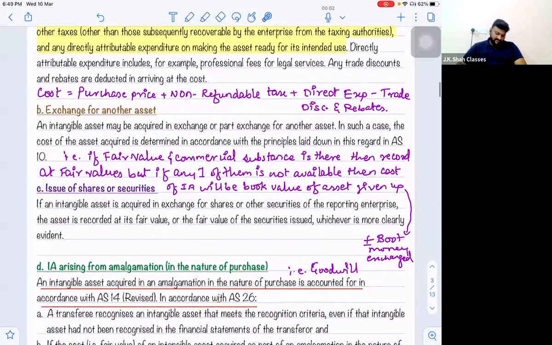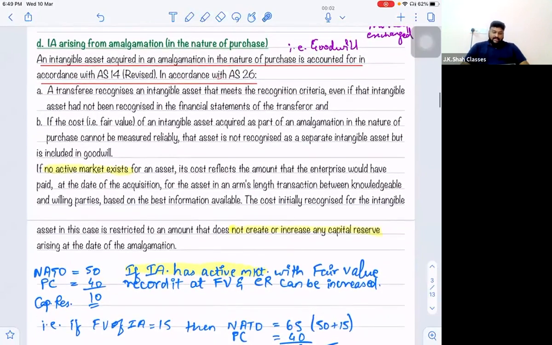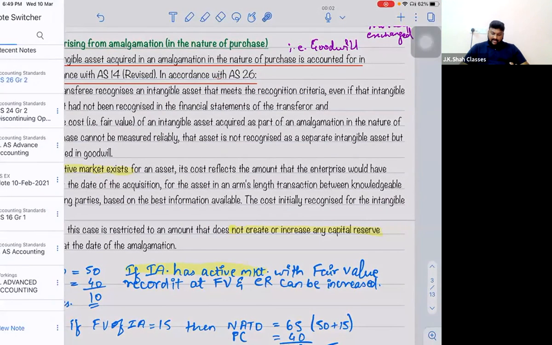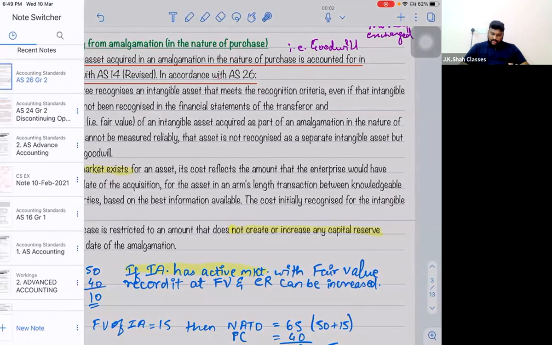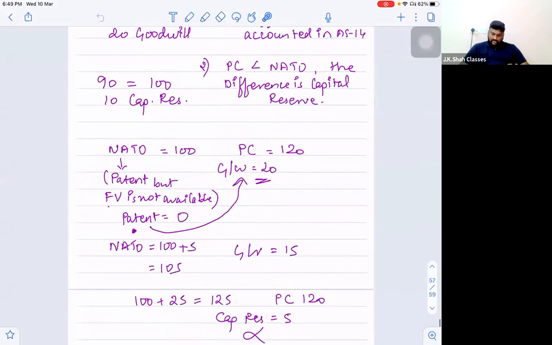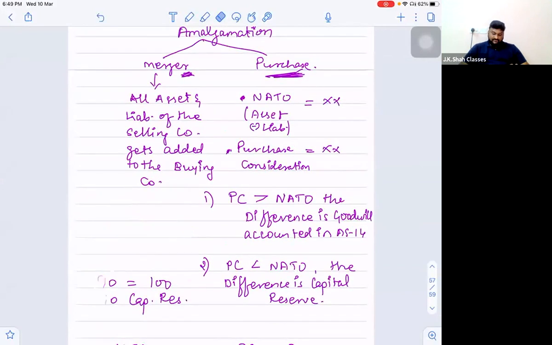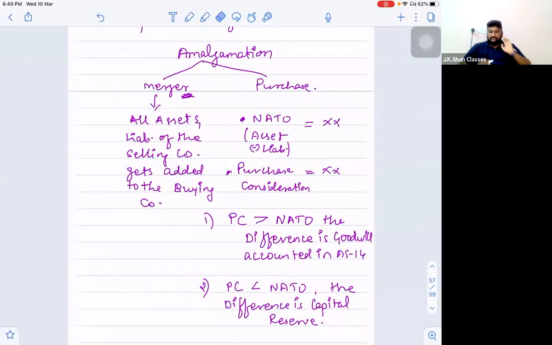Okay. Now let us go to the next concept, that is intangible asset arising from amalgamation in the nature of purchase. Now I think you people are not aware about amalgamation because the topic is not yet covered for you. So it is something new for you. So I just have to explain this point first, and then I can go with my concept. Because directly, if I go with the concept, I think it will be a bouncer for you.